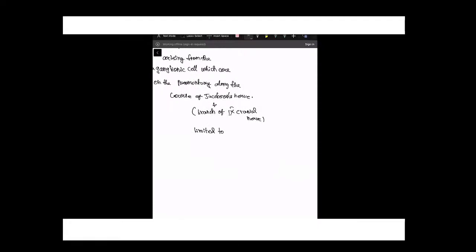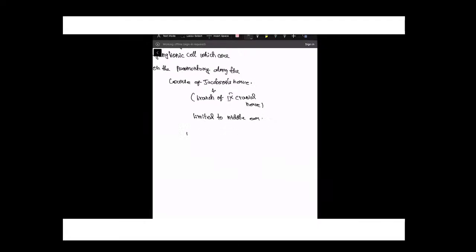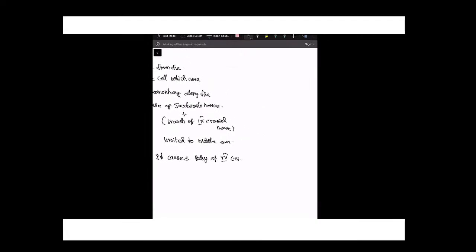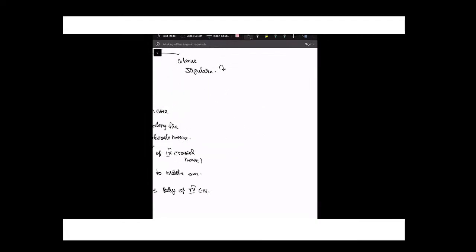It is limited to the middle ear only, and this causes palsy of the seventh cranial nerve or the facial nerve. Whereas glomus jugulare arises from the dome of the jugular bulb. It involves the jugular foramen.